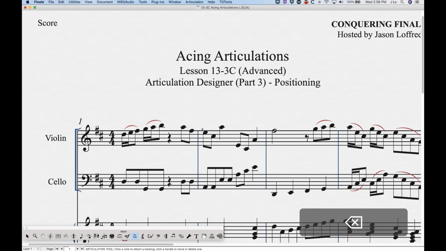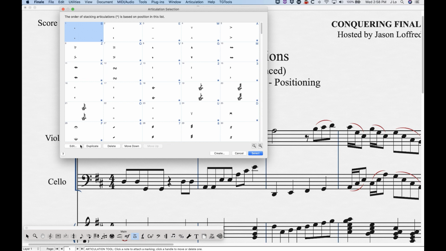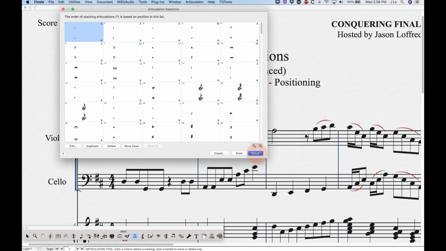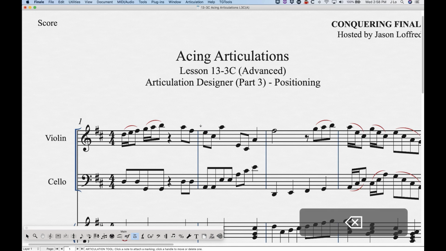The one that's not set like that currently is the staccato, which you'll see here, is unchecked for always place outside staff. And if I put staccatos on this whole measure, you'll see how that works. So some of these staccatos, where there is room, will actually be inside of the staff. And again, this is a personal choice.